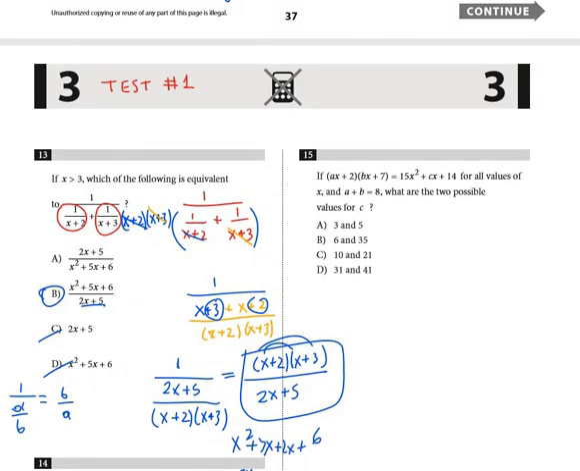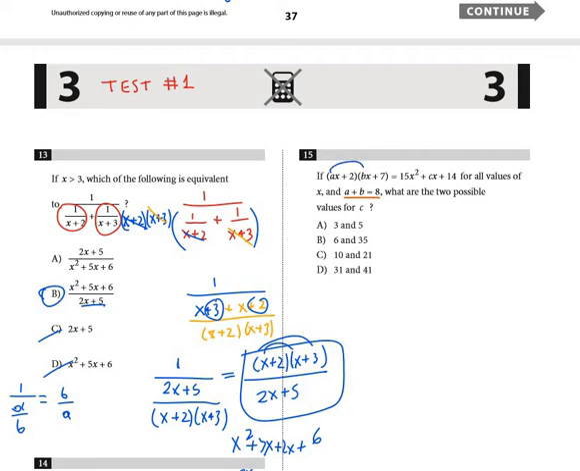Question number 15. If ax plus 2 times bx plus 7 equals 15x squared plus cx plus 14 for all values of x, and a plus b is given as 8, what are two possible values for c? So for this question, first we're going to distribute these two expressions and then match up the quadratic. Let's start. So our first step is to multiply these two parentheses.